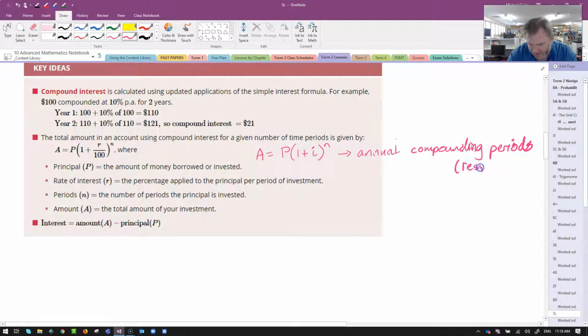Rests. So a rest is how often something compounds in a year. So monthly rests would be 12 times per year. Weekly rests, 52 times per year. Quarterly, 4 times per year. Semi-annually, twice per year, etc.